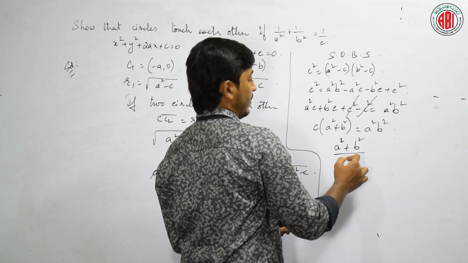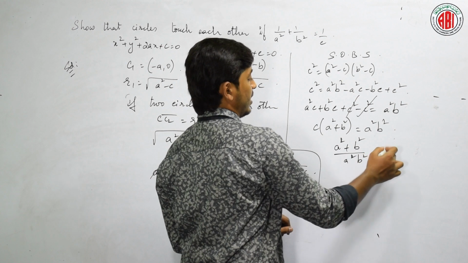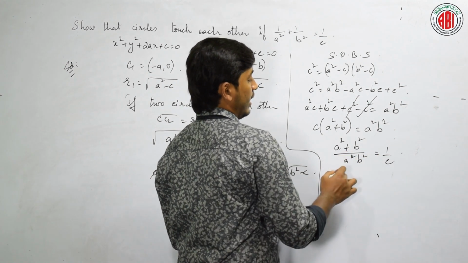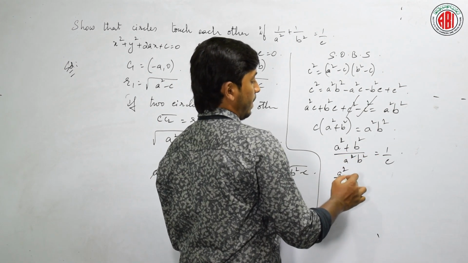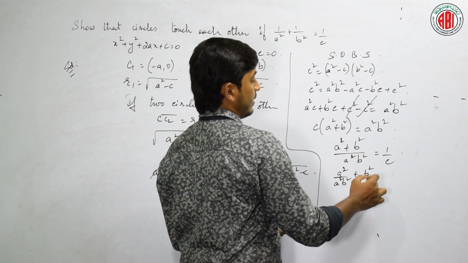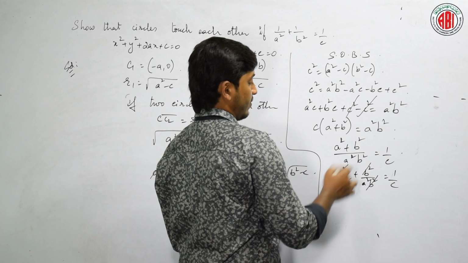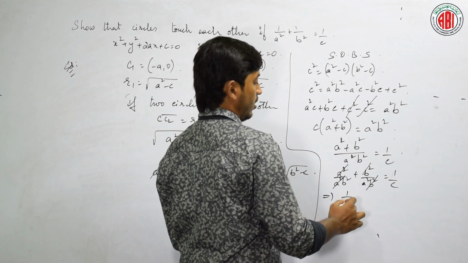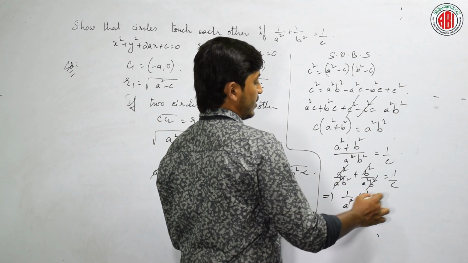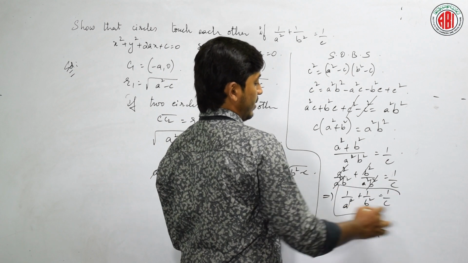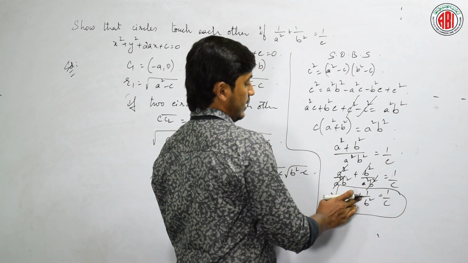Let us send this c to that side, a square b square to this side. This will become a square plus b square by a square b square is equal to 1 by c. Let us separate the LCM. We get b square cancelled, a square cancelled. Therefore, 1 by a square plus 1 by b square is equal to 1 by c. Is it right?